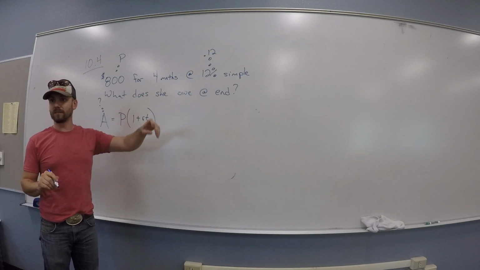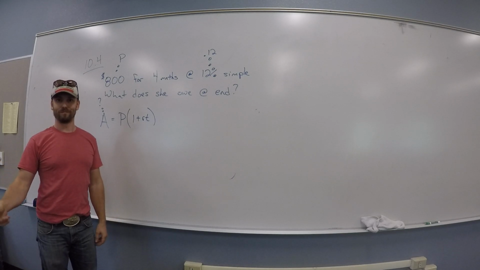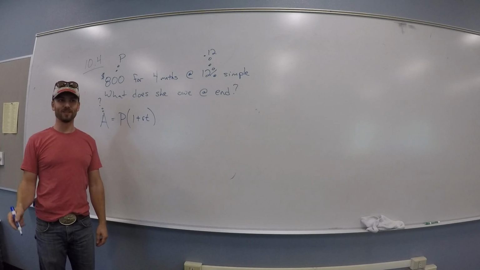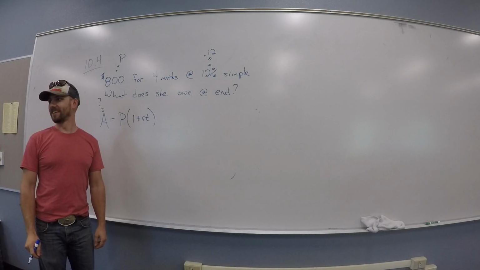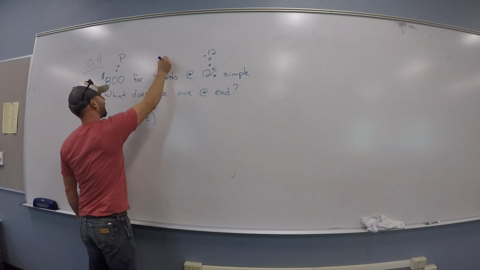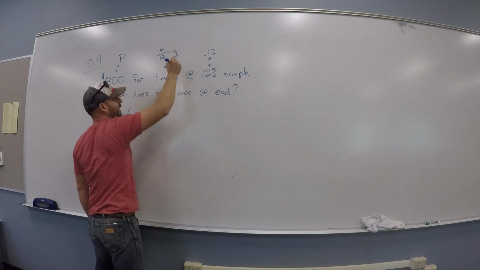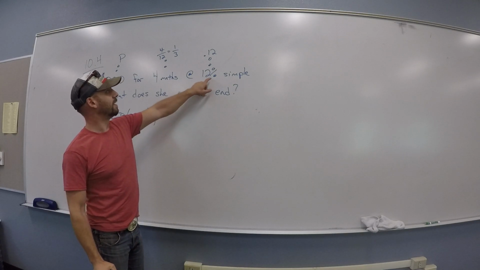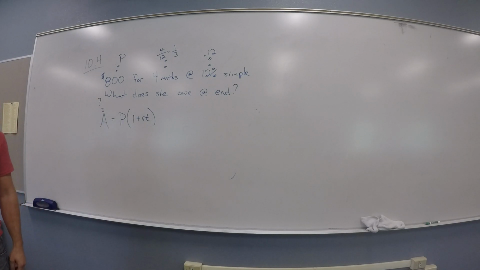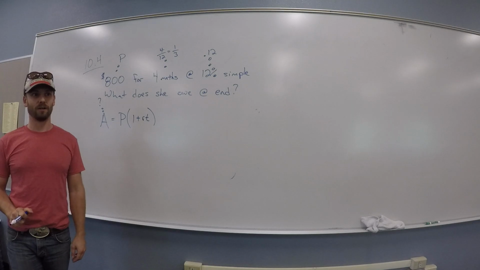The 4 months, that's about 4 times 30. No, that's 1/3. 4 months is 1/3. Why? Because there's 12 months, and 4 over 12 is 1 over 3. You don't want to do it in days, because interest is really done in years, right? So when somebody says 12% simple interest, what they mean is 12% simple interest per year.